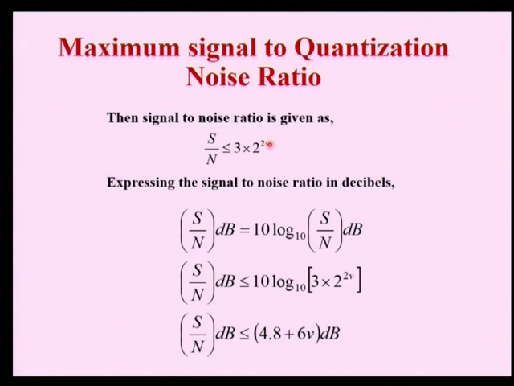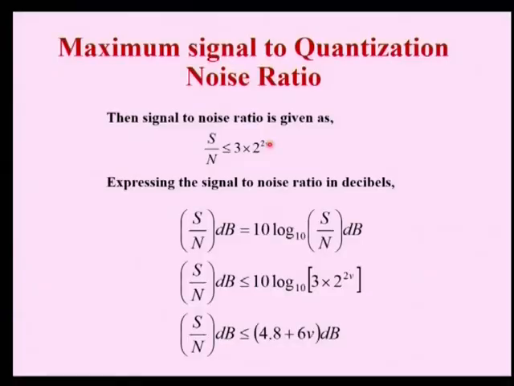Usually the signal to noise ratio will be expressed in decibels. So, how to express the signal to noise ratio in decibel? Simply if you take 10 log of this value, then it can be expressed in decibels. So, if you take this SNR, S by N, here we are taking the 10 log of this S by N, which gives the signal to noise ratio in decibel. So, 3 into 2 power 2v, 10 log of this value gives the SNR in decibel.